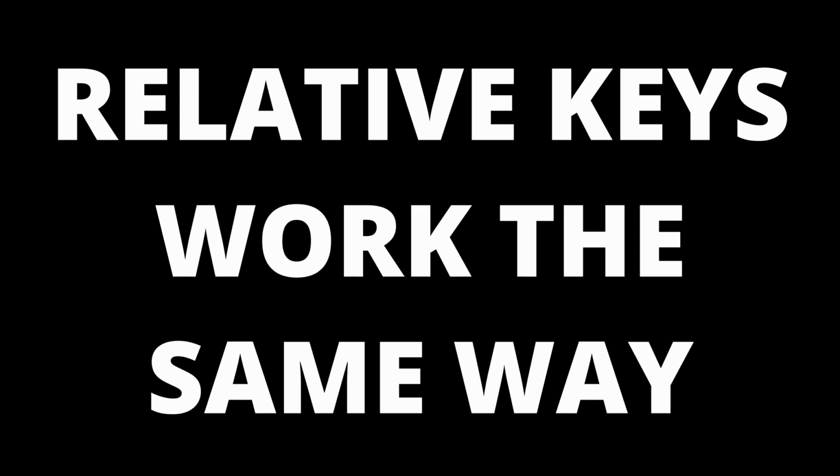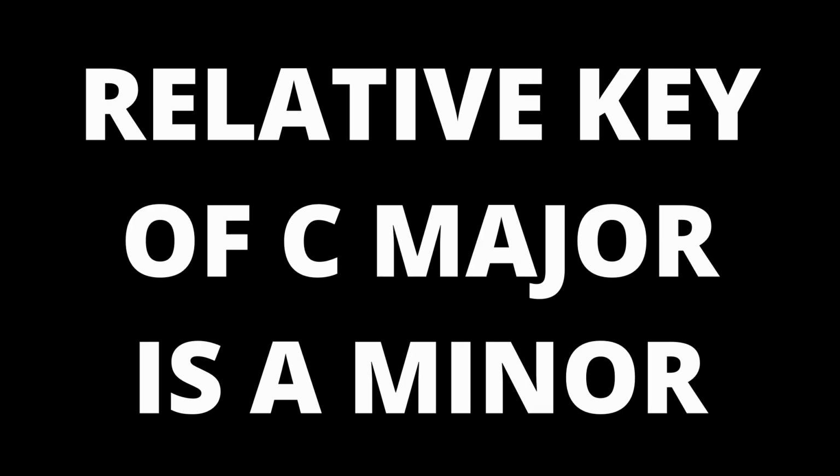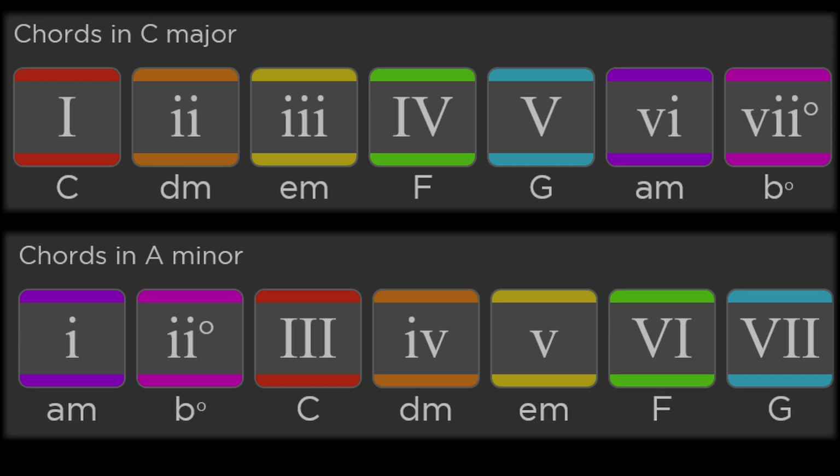So you can also have relative keys. Therefore, the relative key of C major is A minor, and vice versa. We can see this by looking at the chords in each key. C major has the chords 1 C major, 2 D minor, 3 E minor, 4 F major, 5 G major, 6 A minor, and 7 B diminished.